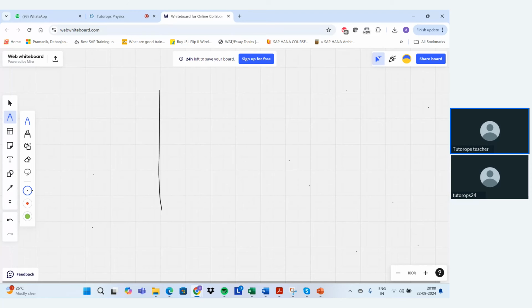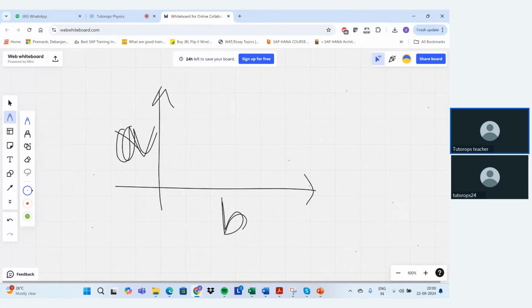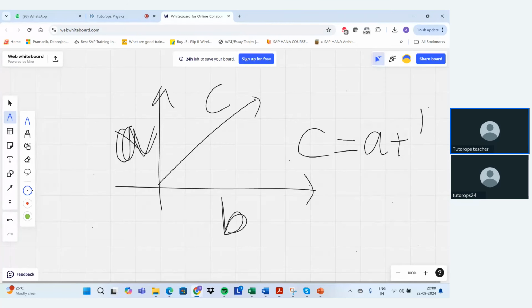So for example, now this is my two vectors. Maybe this is vector A, and this is my vector B. Okay, and this is my resultant vector. Let's denote it as C. So what we can conclude here is C equal to A plus B. Okay, but whether this way of writing is right or wrong, it's wrong.